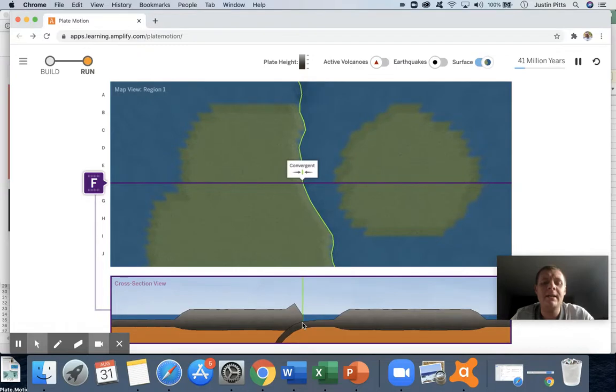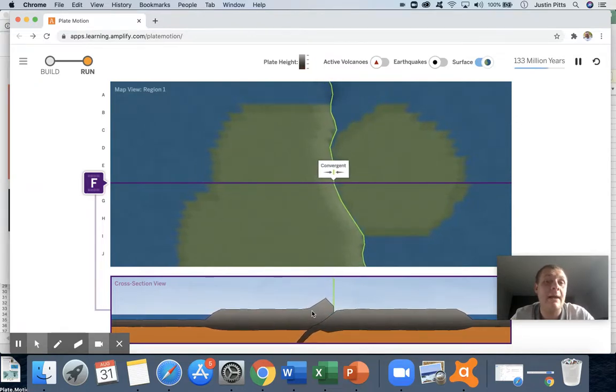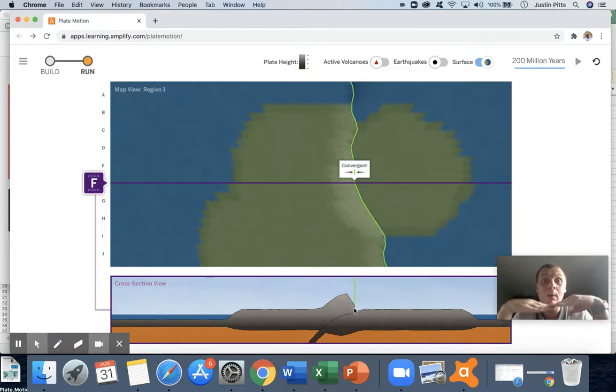Observe what's happening. As the plates converge, I notice a difference in my top plate this time and how it moved that first time. What is that difference and why is that happening? Here I am, closing in on 200 million years. What's different about where these plates converged this time, when they came closer, and where they stopped?